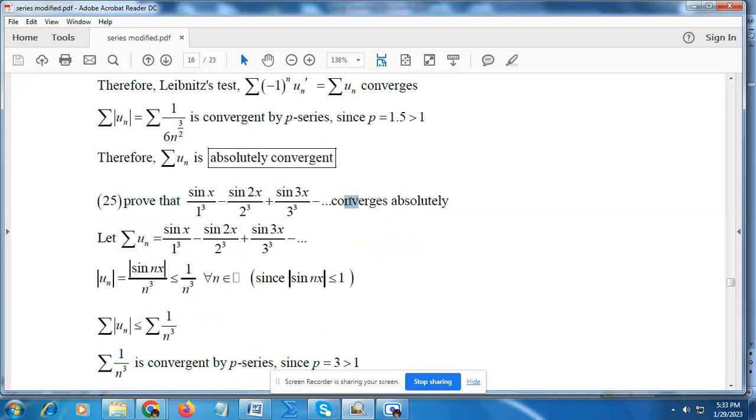Now prove that it converges absolutely, that is, absolute convergence. For proving absolute convergence, simply take sigma mod un. First you write the nth term: sin x by 1 cube minus sin 2x by 2 cube plus sin 3x by 3 cube, and so on. This can be written as sigma sin nx by n cube.